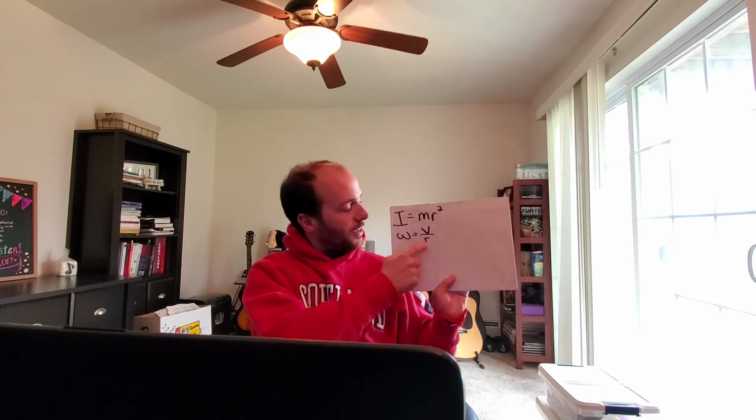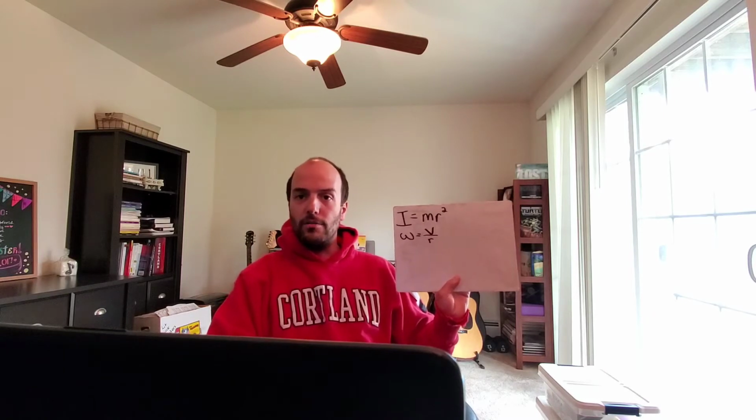Okay, so let's take this, and we'll say that our angular velocity is our linear velocity divided by the radius. This is one way we can calculate our angular velocity. All right, so I'm going to put this off to the side here: L equals I times omega. Well, we say I is mr squared, and omega is v over r.